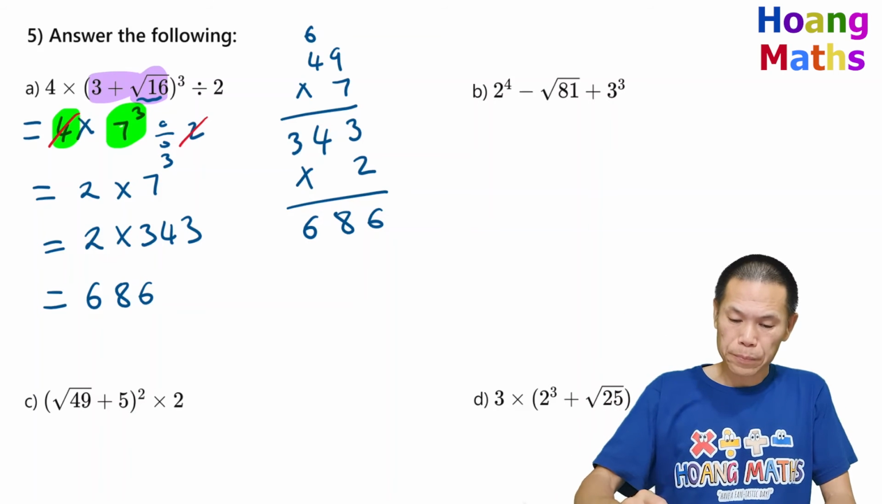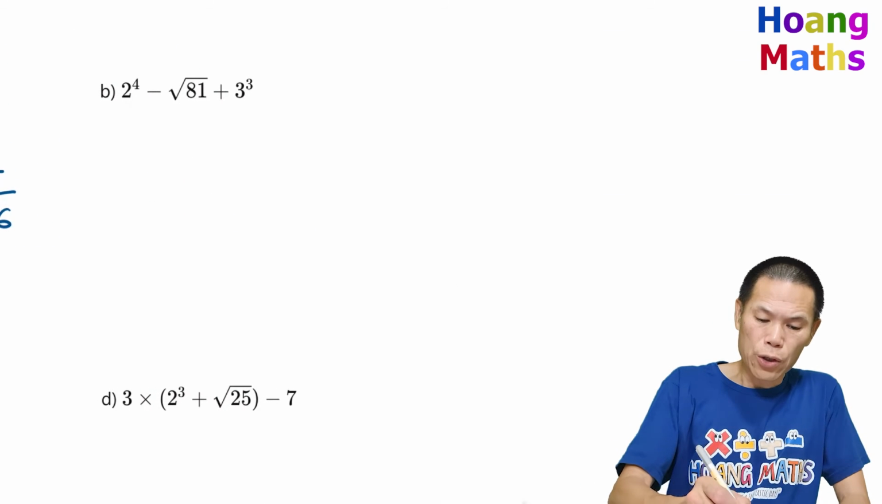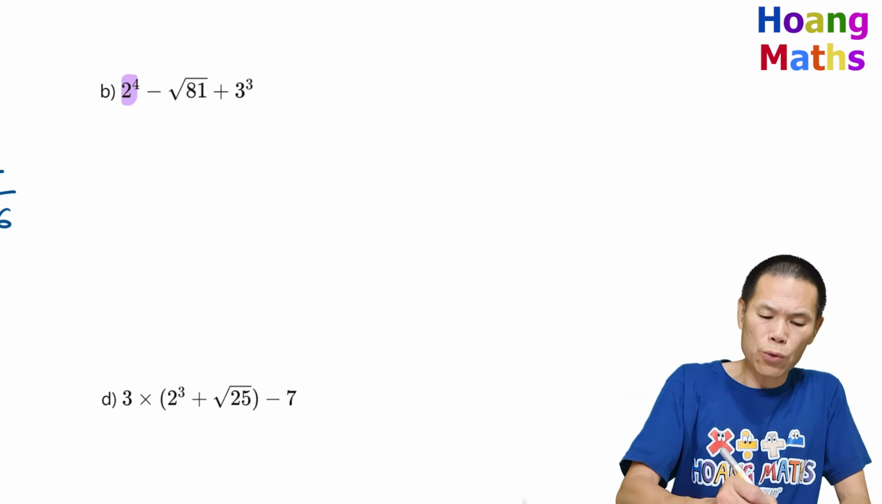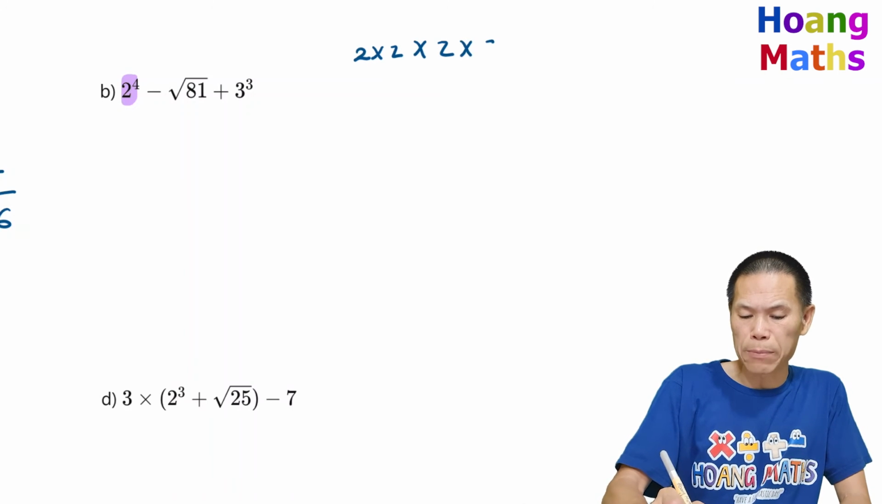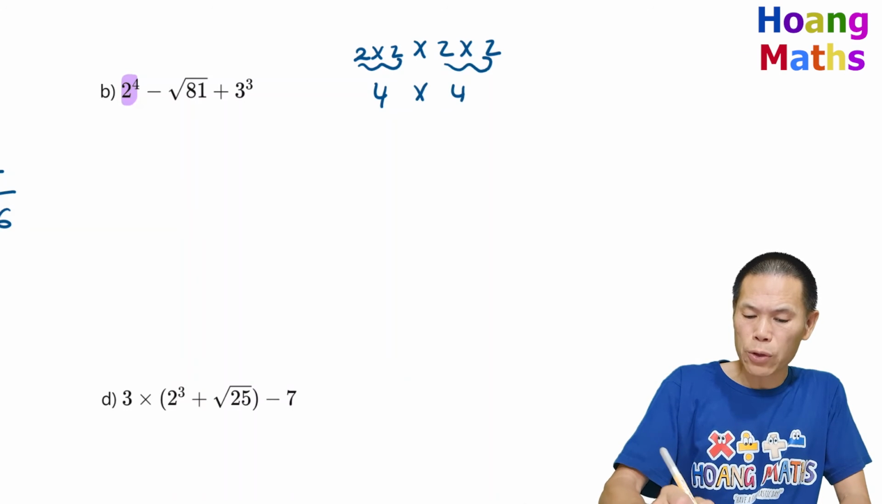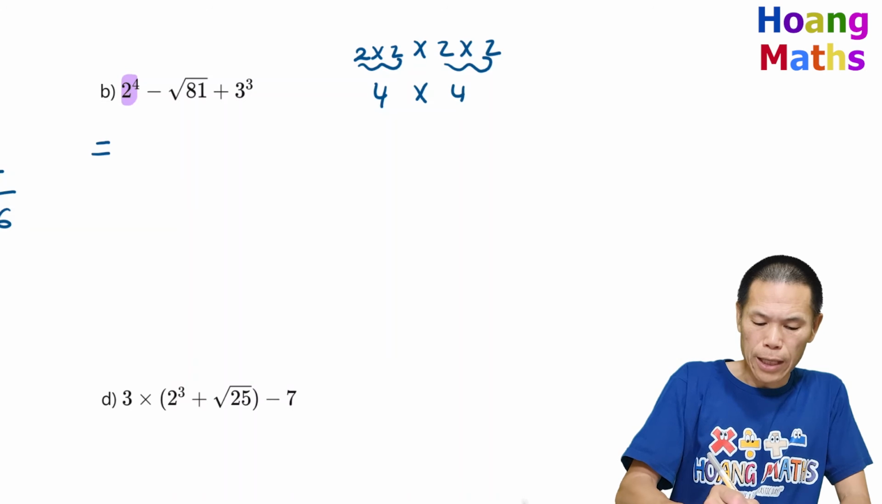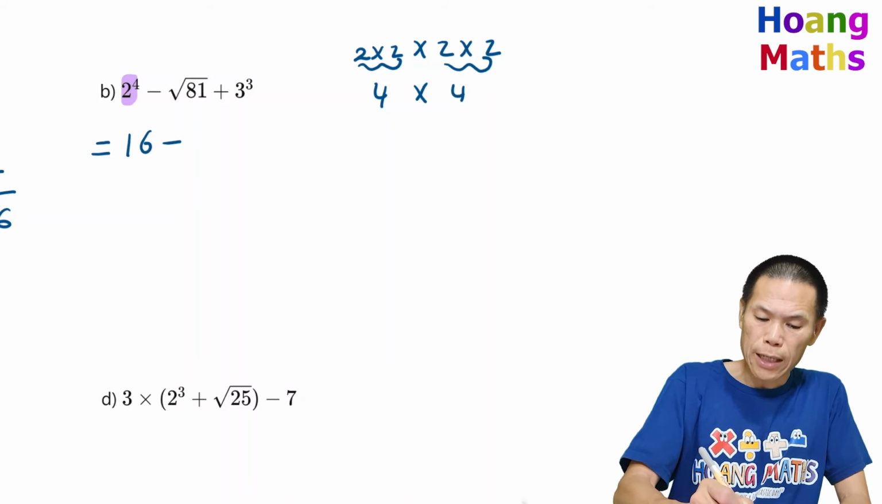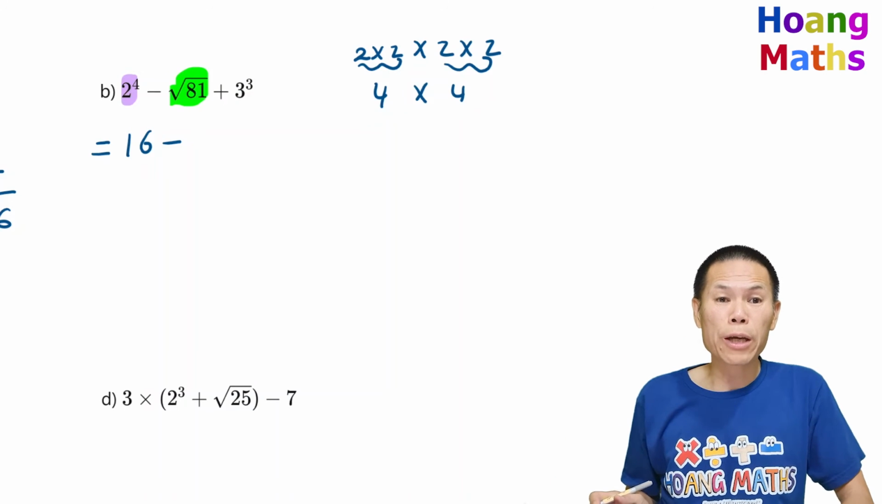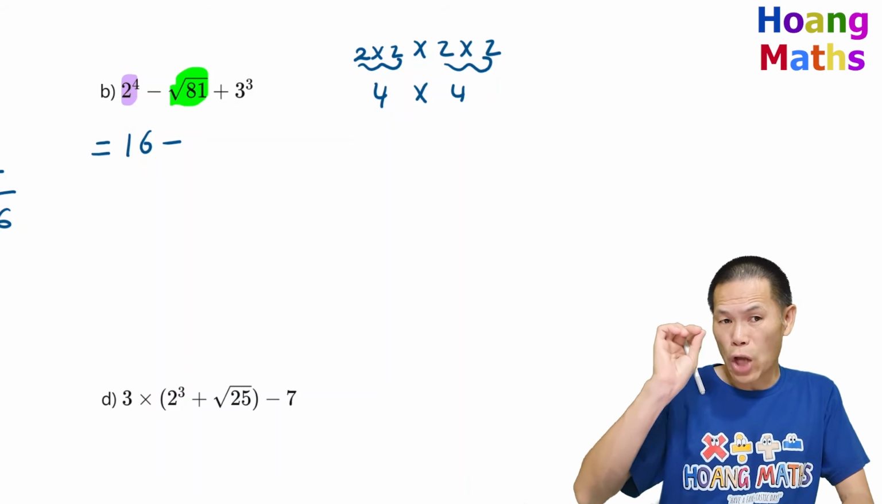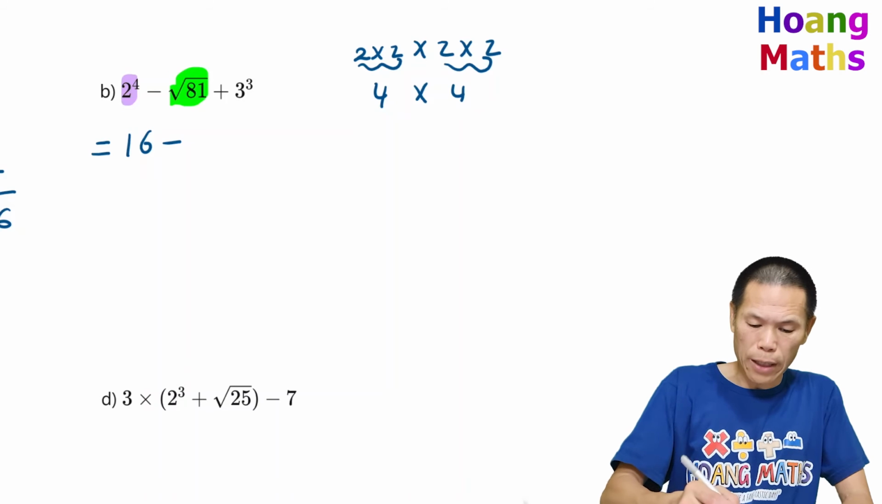Part B. So we have 2 to the power 4. We need to work this out first. Okay. So that means 2 times 2 times 2 times 2. So that gives me 4. That gives me 4. Times together gives me 16. So that is 16. We minus the square root of 81. And we know that 81 will give me 9, because 9 times 9 is 81.